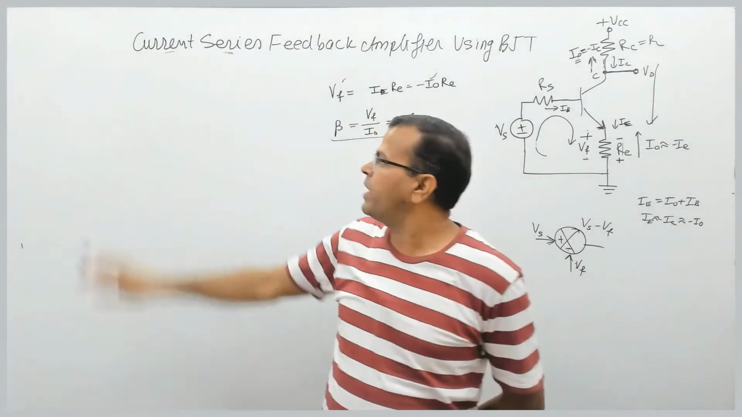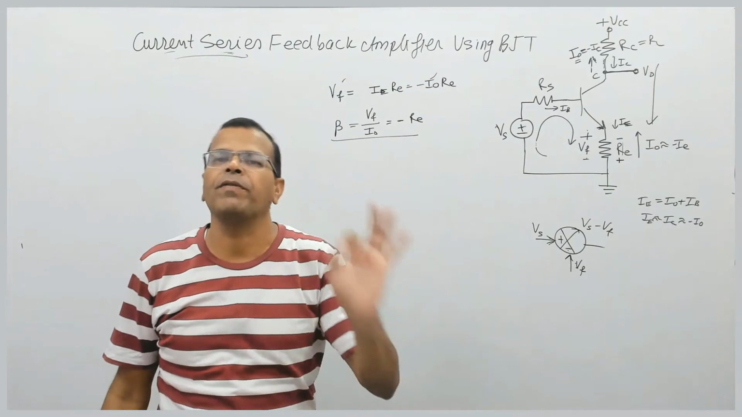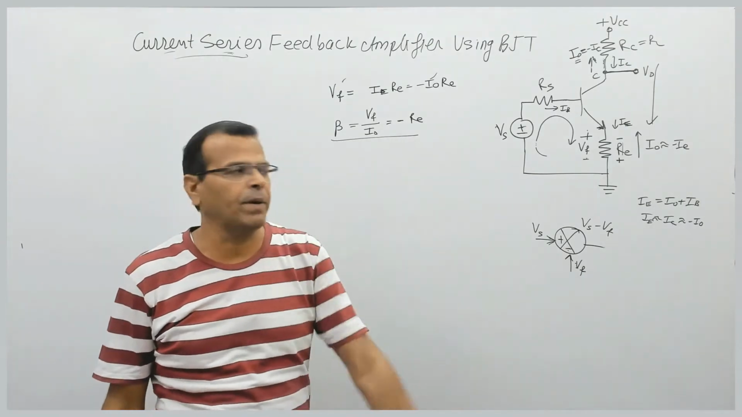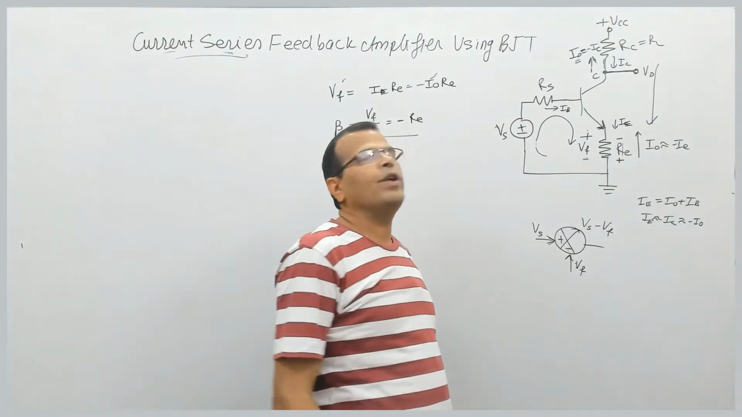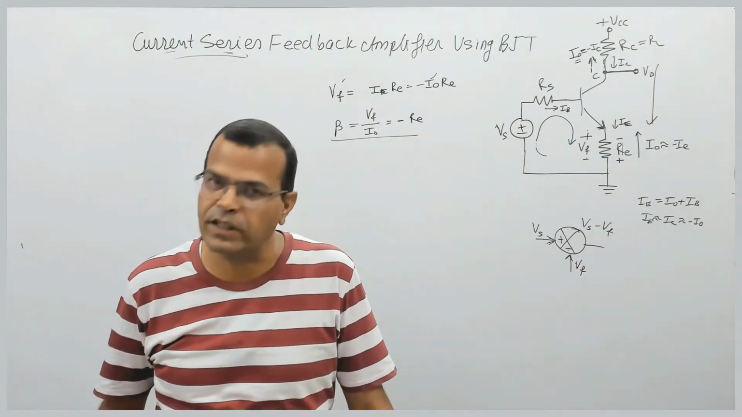Voltage series feedback, the name itself indicates. So we are using this circuit as the transconductance amplifier. That is an important point you should remember. Now we need to find the input and output resistances of this circuit.